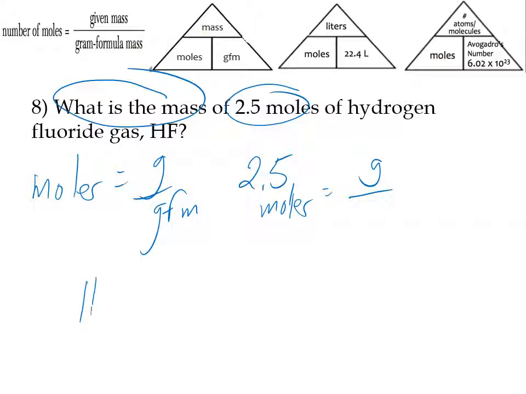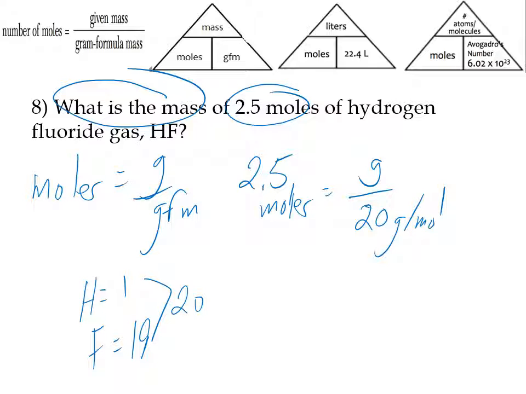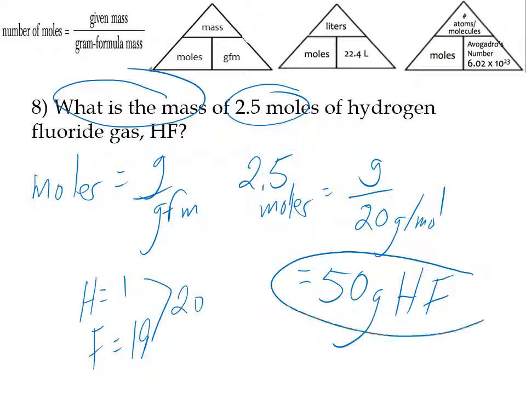H equals 1. And if we look up fluorine, it tells us that fluorine weighs 19. So altogether, they're going to have a GFM of 20. So I'm going to divide by 20 over here. That's going to be 20 grams per mole. And because we have our 2 numbers across from each other, we're looking for the grams up top. We multiply 2.5 times 20, and 2.5 times 20 is 50 grams of HF. If 1 mole of HF weighs 20, and we have 2.5 moles of it, it's just 20 times 2.5, and that whole sample will weigh 50 grams of hydrogen fluoride.